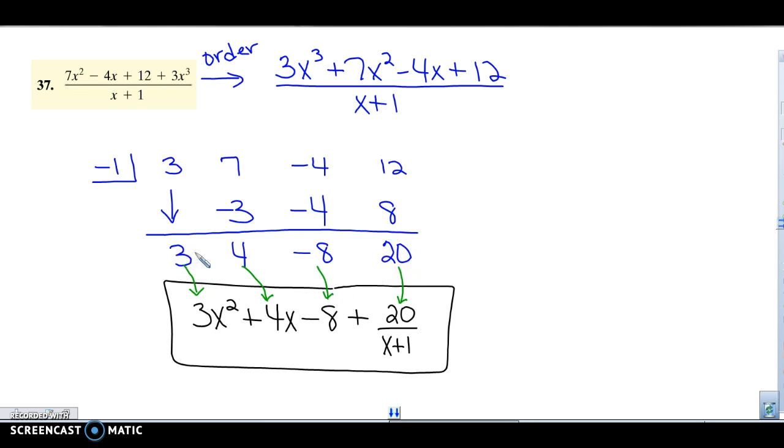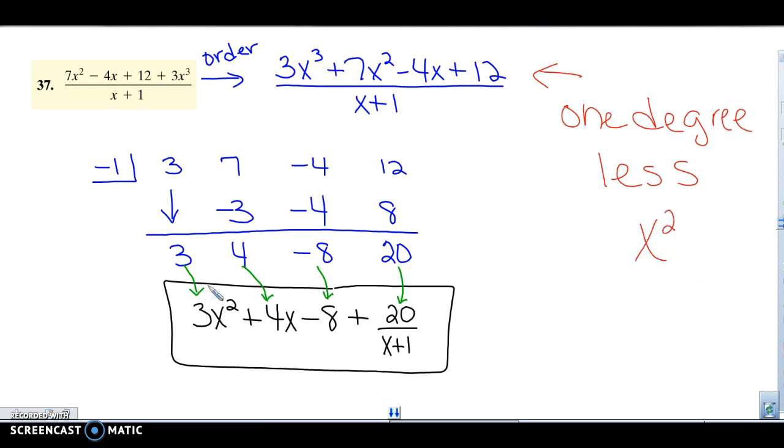So now we need to insert the variables. These are the coefficients of my answer and the remainder. Well, the highest degree in the problem is 3. So my answer will always be 1 degree less than what we have here. It will always be 1 degree less. So instead of starting with x to the third, we're going to start with x squared. So we insert an x squared here, and then what would follow x squared? X to the first, and then no variable. So we have a +3x squared, this is a +4x, a -8, and then a positive remainder of 20 over the divisor of x plus 1.